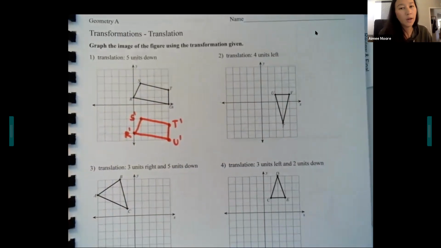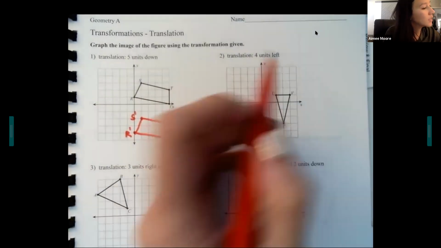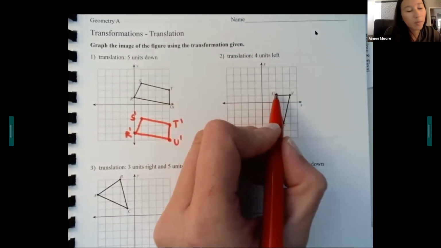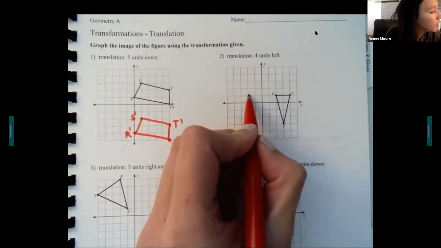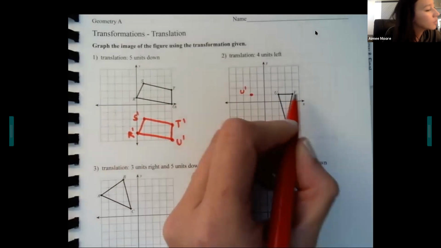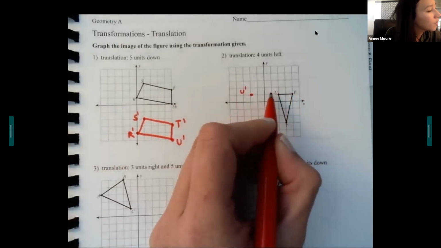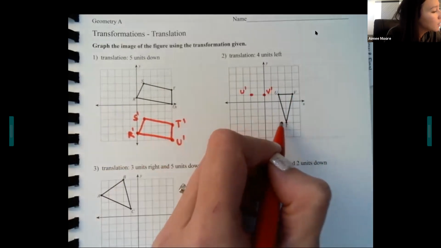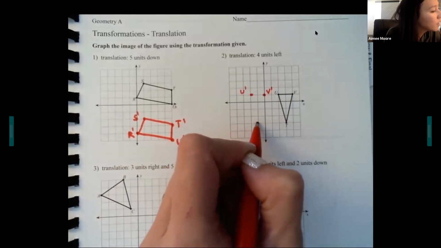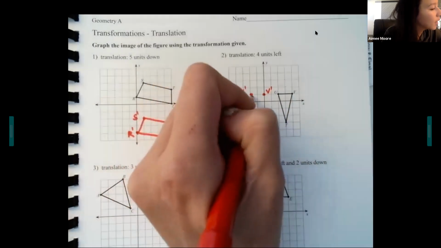Number 2, you're going to move it 4 units left. So you're going to pick up each point, move it 4 units to the left. So U 1, 2, 3, 4 units to the left. There's U prime. B 1, 2, 3, 4 units left. That's B prime. And T 1, 2, 3, 4 units left. And that's T prime.